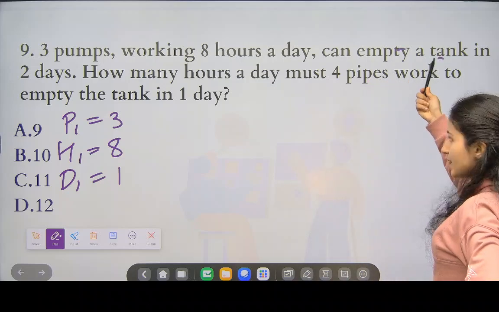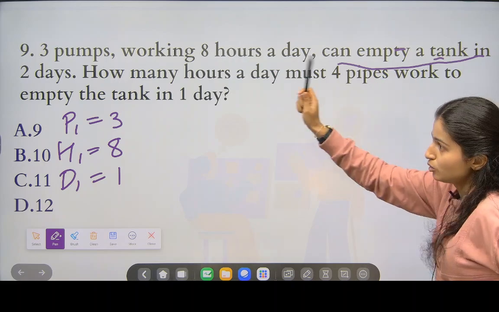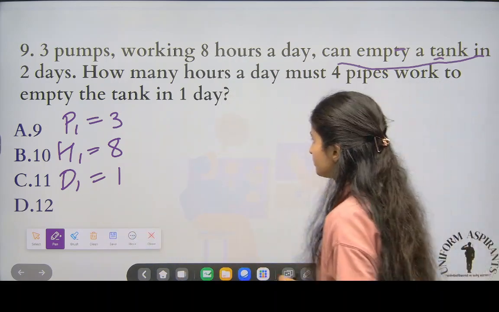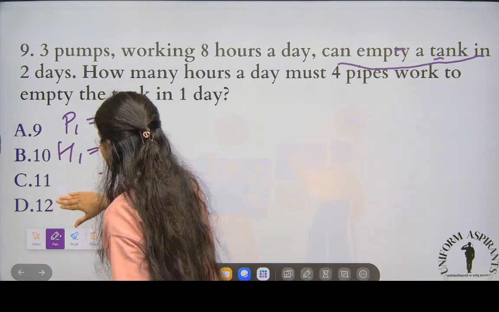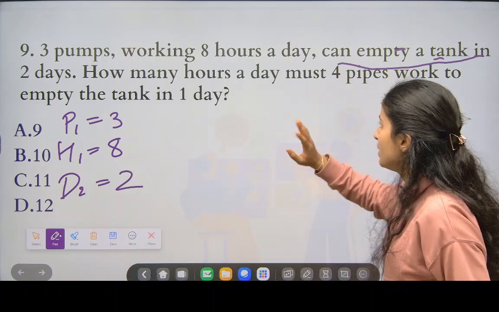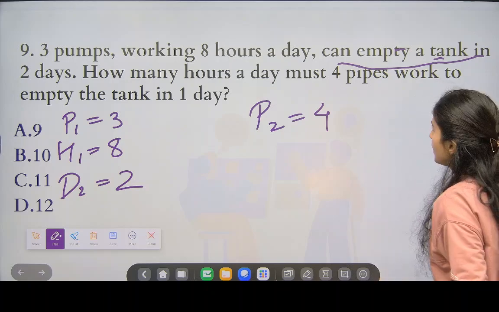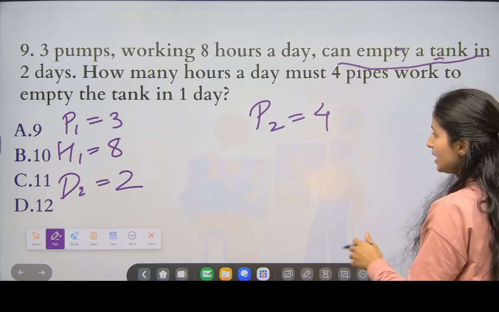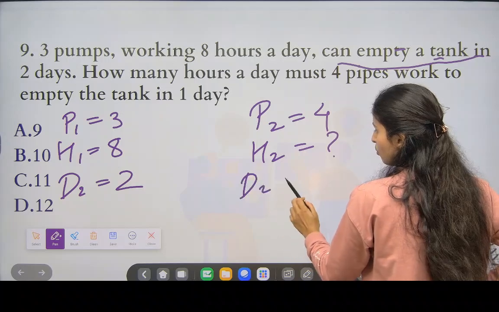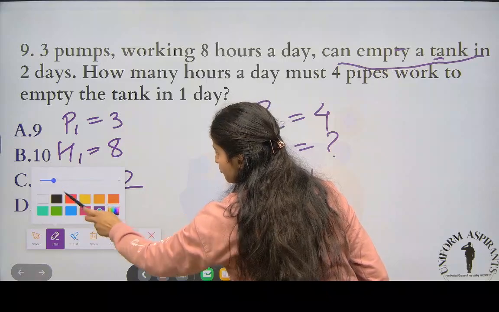Can empty a tank. What is the work? Empty a tank. Can empty a tank in 2 days. So take here D as 2. How many hours a day? 4 pipes work to empty the tank a day. Hours we have to find. And day is given, 1 day. By using this information we can find.